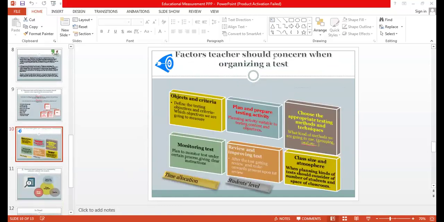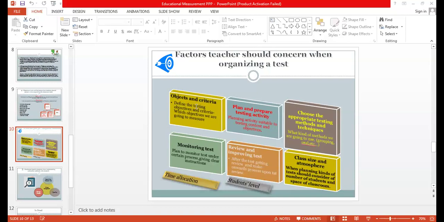Factors teachers should consider when organizing a test. As a teacher, we should be concerned about 3 stages when organizing a test. They are before the test, while the test, and after the test. When we consider these 3 stages, there are some factors we should consider. So I have selected some of them. First one is objectives and criteria.